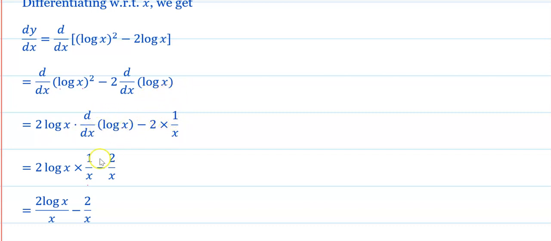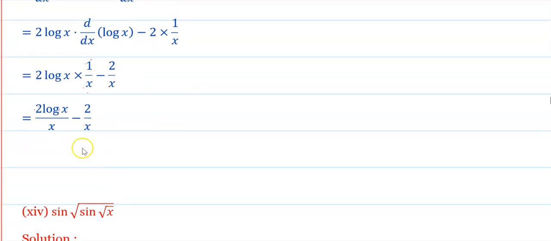Okay, and hence we will simplify this. d/dx of log x is 1 upon x. That is 2 times log x into 1 upon x. 2 times log x upon x minus 2 upon x, and in this way the simplification. Again, that dy by dx we can write like this: 2 log x minus 2, and whole divided by x, or keep this as it is.